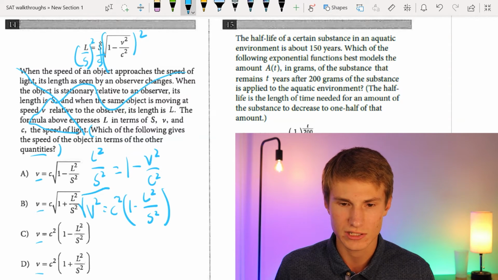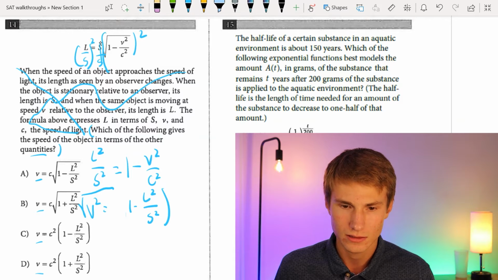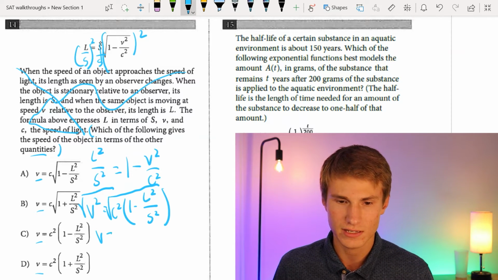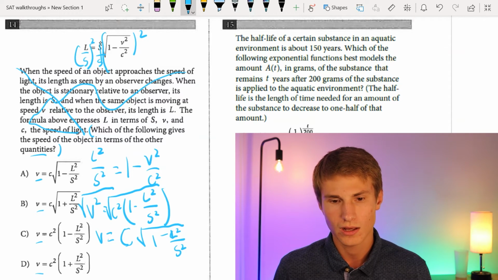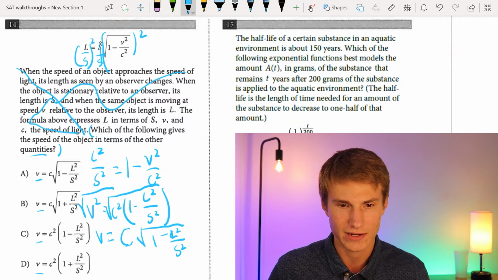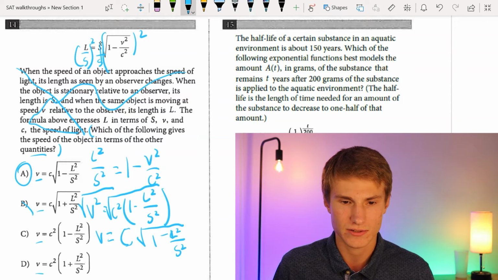Now when I square root each side, I see that what I'm going to have then is v is equal to, I can pull out my c from my square root, and then I'll have c times the square root of 1 minus L squared over s squared. And I see the only answer choice that matches mine then is going to be answer choice A, so A will be my correct answer there.